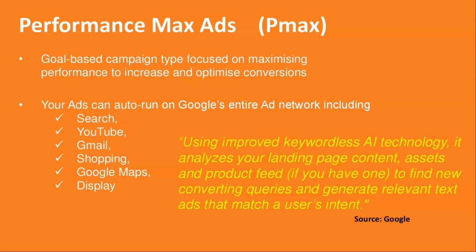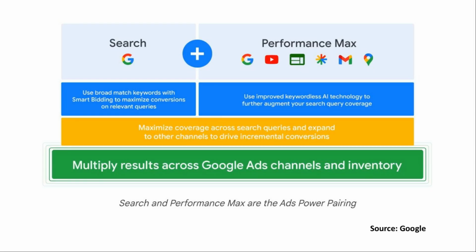And as we put a little quote here from Google, using improved keywordless AI technology, PMax analyzes your landing page content, your assets and your product feed to find new converting queries and to generate relevant text ads that match a user's intent. So all this happens behind the scenes really quickly and is based on what Google knows about you and your website and what you've set it up that you want to achieve through the ads. So this is actually pretty clever stuff, and it's continuing to get cleverer.